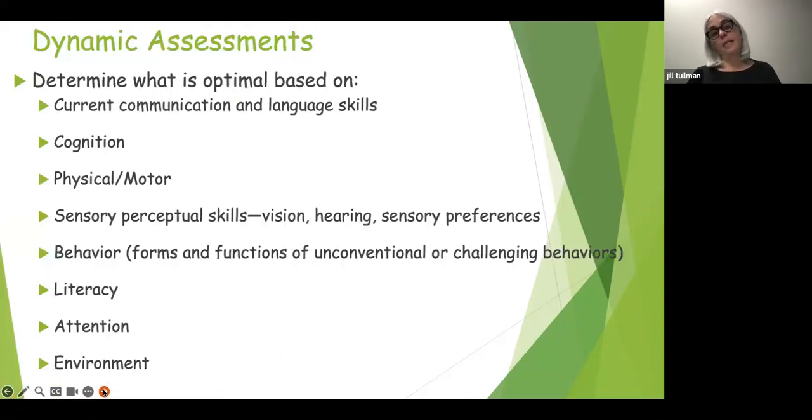Talking about dynamic assessments, we really want to determine what's optimal for the individual based on their current communication and language skills, their cognitive abilities, their physical and motoric abilities. We need to look at their vision and hearing and sensory preferences. We want to look at their behavior. Oftentimes, especially with individuals with autism, their behavior can be communication, and it often is. We want to look at an individual's literacy skills, their attention skills, and the environment that they want and need to be able to communicate in.